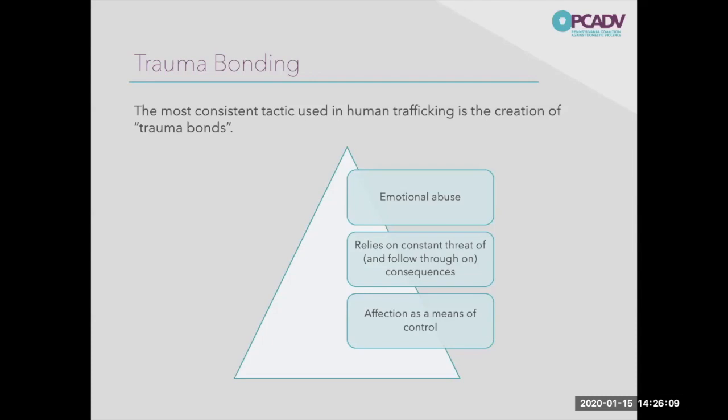When we talk about that power and control, we talk about trauma bonding, and this is something that we see consistently in both domestic violence relationships and human trafficking situations. And those trauma bonds really rely on a handful of things. They're a form of emotional abuse, and it relies on the constant threat of and follow through on consequences, right? So you're going to say, you need to do what I tell you, or there's going to be a consequence, whether that's implicit or explicit, whether there's been a physical assault, if somebody doesn't follow through with something, or that threat of physical assault is enough to convince them to do whatever that person asks.